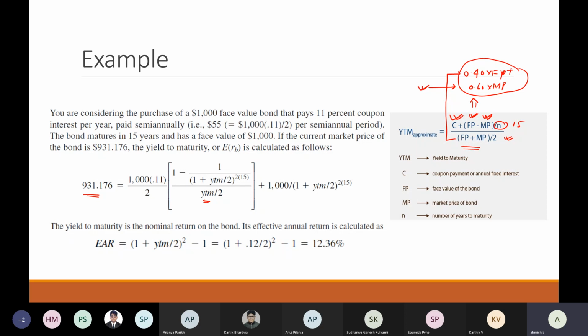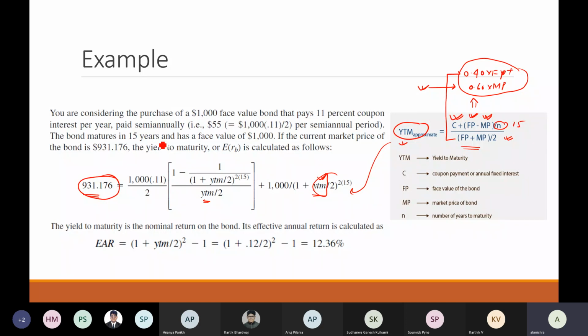But you need to verify. Let's say you get one number here; plug this obtained number in and check whether you get 931 or not. If you are not getting it, it means this number needs some modification. So the best way is to use this shortcut to get a guess for this YTM, and once you have it, you modify it based on your number.